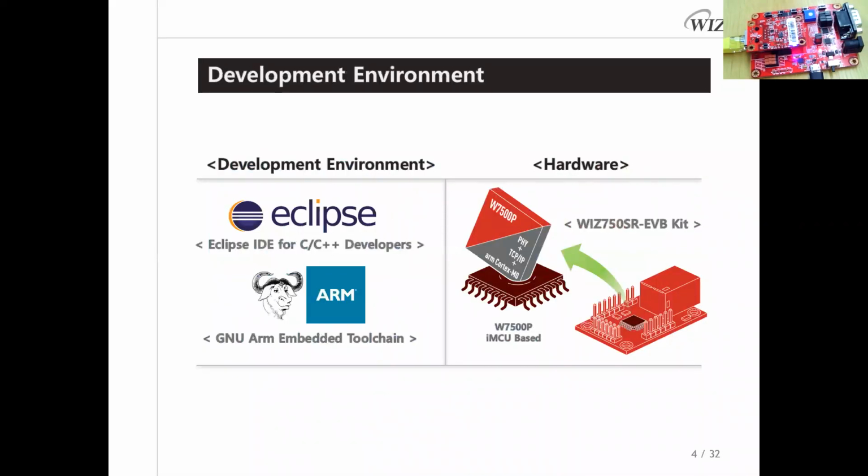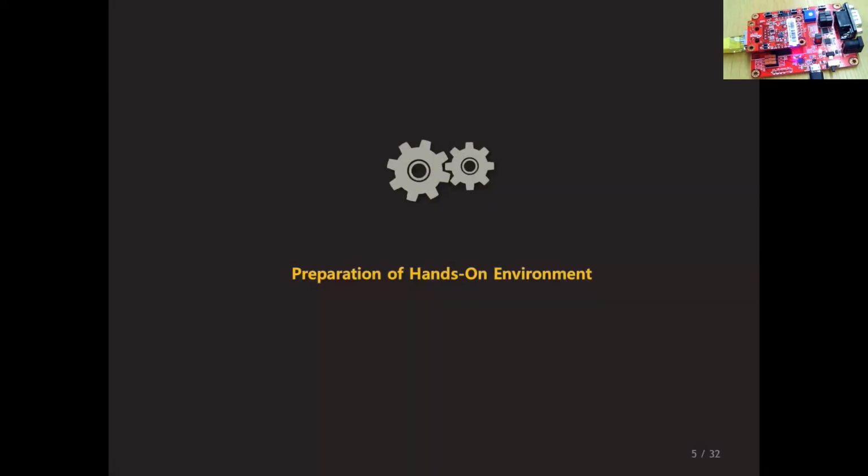The development environment for Deep Dive is based on Eclipse IDE tool and GNU ARM embedded toolchains. As a hardware platform, we will use the Wiznet 750SR TTL EBB. You can see the view on the right upper side of the screen. When explaining internal structure and the working flow, we will check it with the real code, so we need the source code. In this section, I will explain the process of importing the real project into Eclipse IDE to review source code.